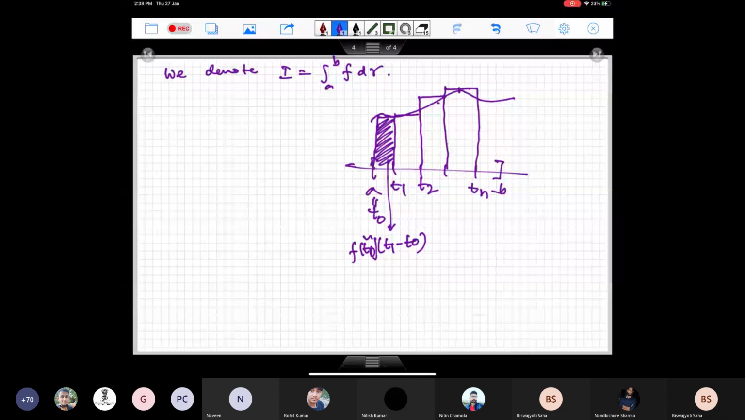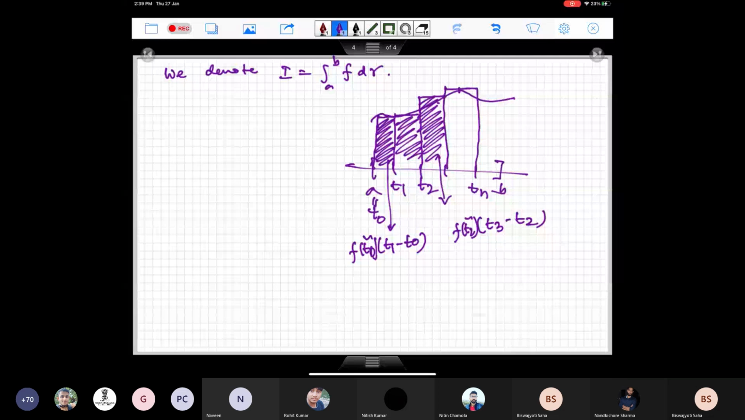Okay, or t0 tilde. So similarly, let's say this one is having area t3 minus t2 times some f of t2 prime or t2 tilde. So similarly, you can think of each of these rectangles having some area depending on, of course, the width. The width of the rectangle is already clear. This is t_{i+1} minus t_i. And the height of the rectangle depends on the point that you take.